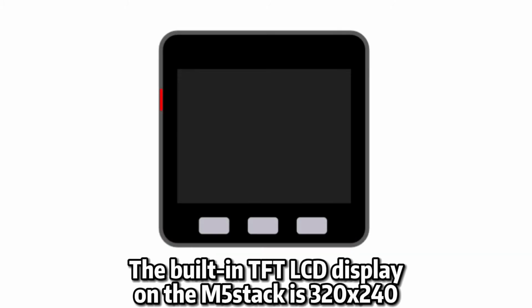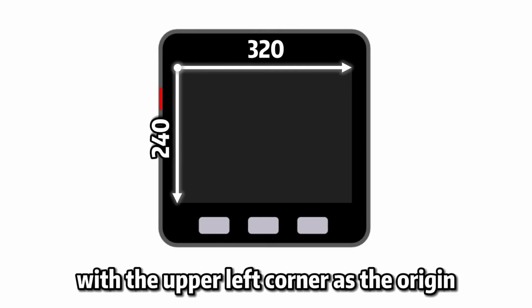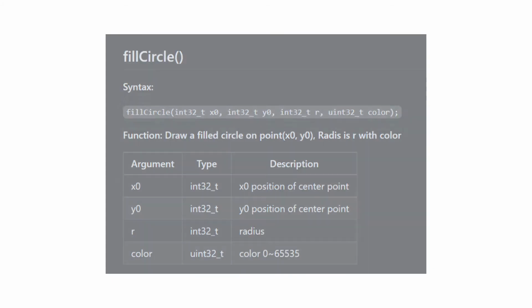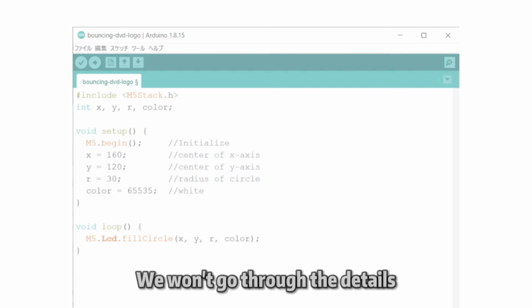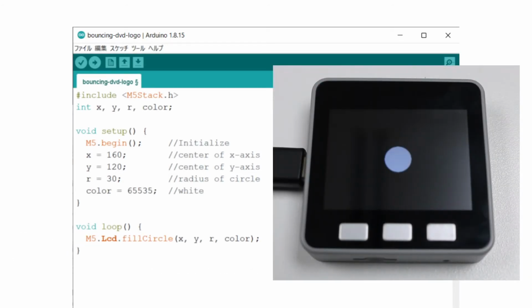The built-in TFT LCD display on the M5Stack is 320 by 240, with the upper left corner of the screen as the origin. We can use this function to display a circle on the LCD by defining the position of the center, radius of the circle, and color. Let's try to display the circle in the center of the LCD. With this simple line of code, we are able to display a circle on the LCD.